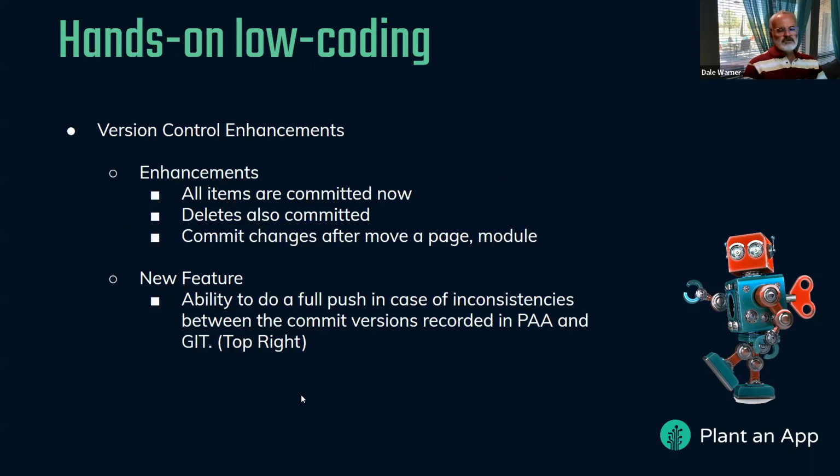So the first topic, version control. I don't have a scenario where I can demonstrate this to you, but we'll talk about it generally. In the area of enhancements, we discovered that not all items were being committed to the repository. There were some items that weren't being committed, and so now we've expanded the definition of version control to commit them. Also, we're committing deletes to the repository. So if you've created a page, placed a form on the page, and then you've decided to delete the form from the page, that delete gets committed.